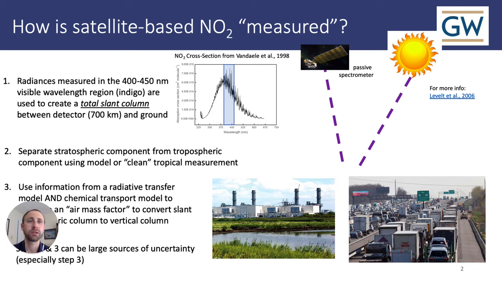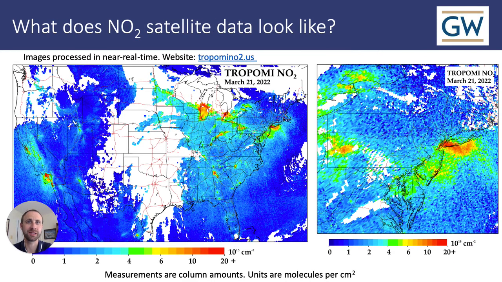And then we do a couple separate things. We separate out the stratospheric component from the tropospheric component, and we use a couple of models to then calculate the vertical column, the amount in the troposphere. So it's actually quite a complicated process that's taken multiple decades to refine over time. There can be some large sources of uncertainty, but it's also important to note that there can be updates to these algorithms over time, even though the measurements can only be acquired once.